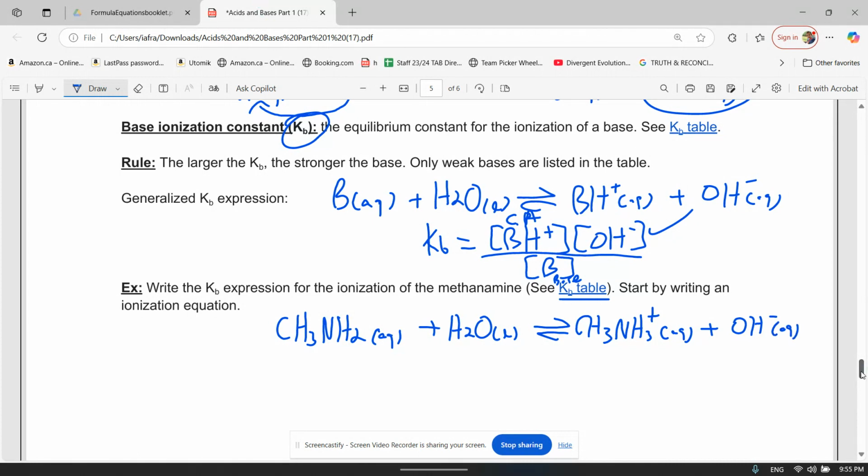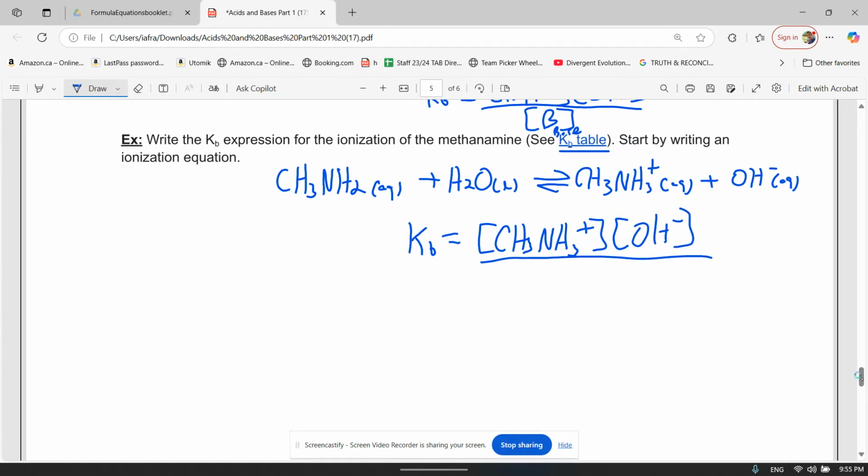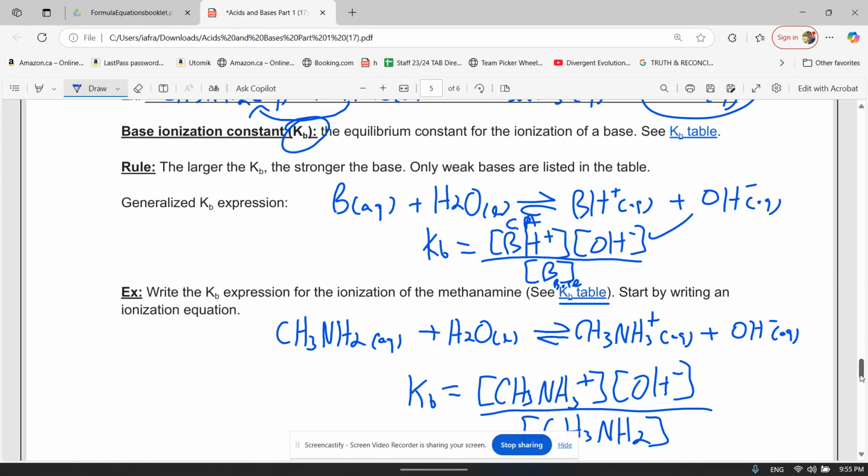And now that we have this written out, and it's balanced, because we're just doing a proton transfer, we're going to write Kb is equal to the conjugate acid, CH3NH3 plus, times the hydroxide ion over the weak base itself. But keep in mind, you would not put water in there because water is a liquid, and there's no such thing as that concentration for the water there. So there we have it. That is a weak base Kb.